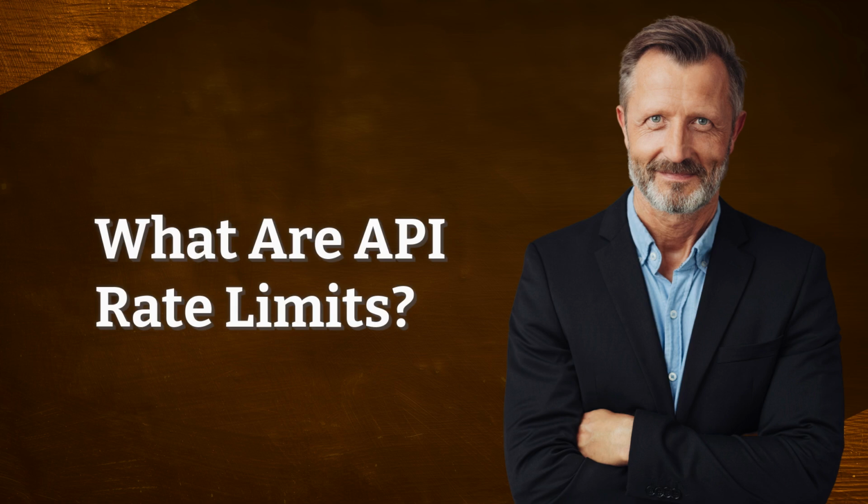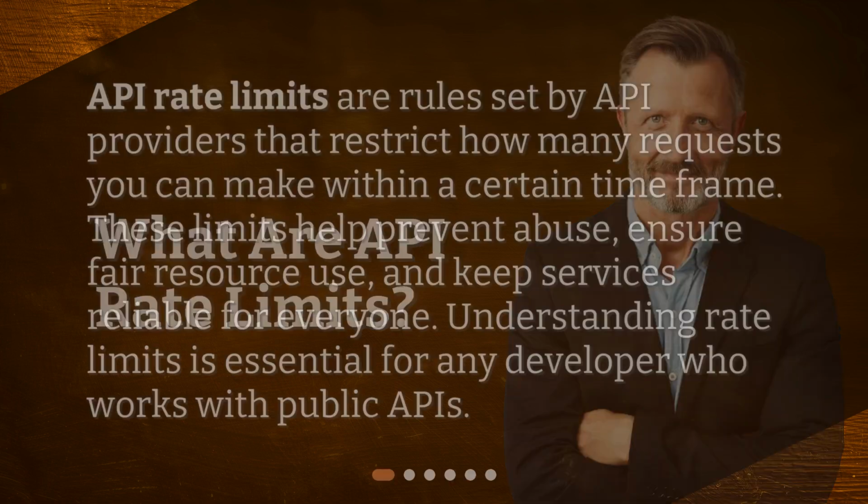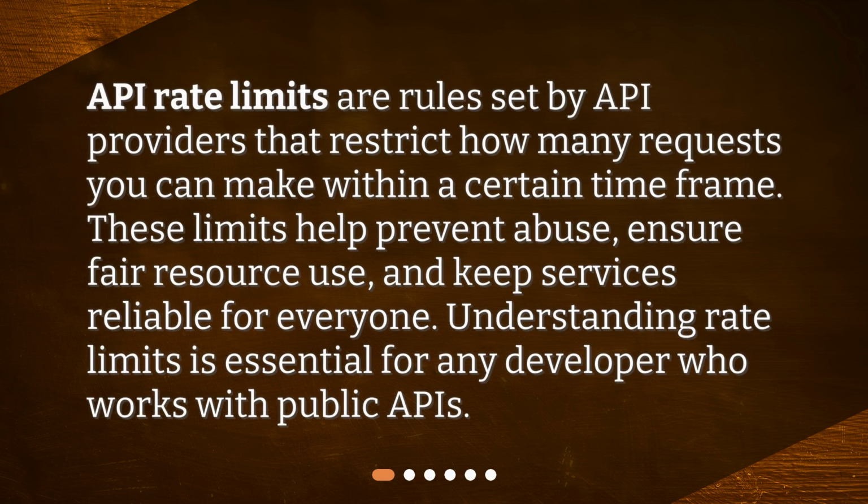What are API rate limits? API rate limits are rules set by API providers that restrict how many requests you can make within a certain time frame. These limits help prevent abuse, ensure fair resource use, and keep services reliable for everyone. Understanding rate limits is essential for any developer who works with public APIs.